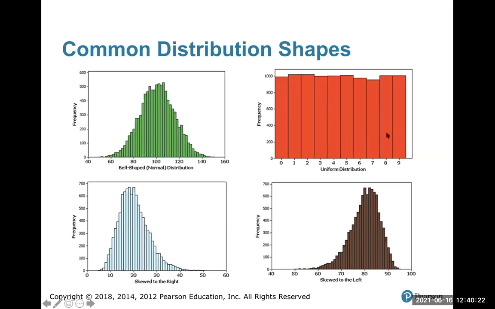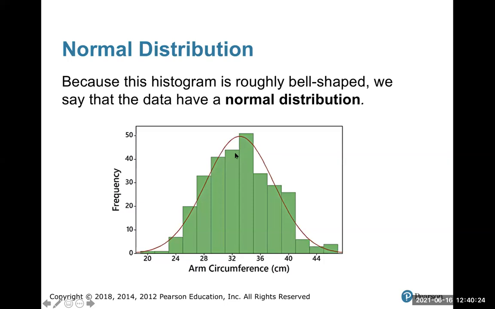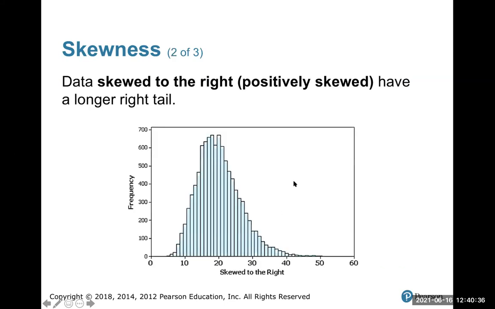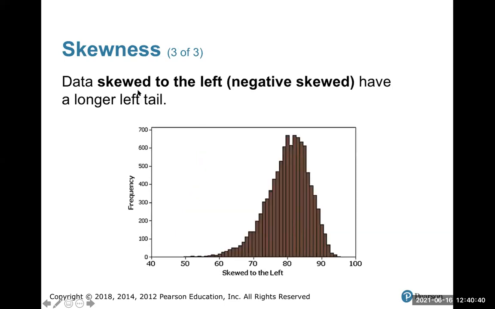So I have these handy in your notebooks. Again, normal distribution looks like a bell shape. And then a skewed could be on any side. It's not symmetric. Skewed to the right, skewed to the left, depending on where the tail is.